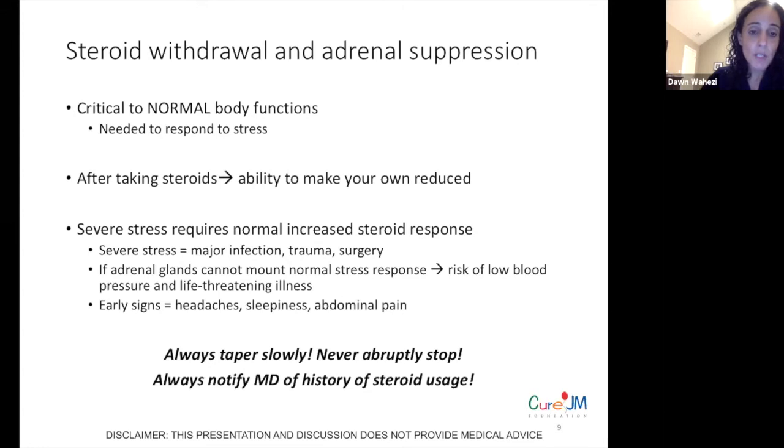When you have a severe stress, such as a major infection, trauma, or surgery, your body has to increase that steroid again, and if it can't, it can cause illness. These are just some of the manifestations that you might see. Usually it's not a problem as long as we taper them slowly. So the main point here is never to abruptly stop them, and always talk with your rheumatologist about slowly tapering them off. The other main point is, even once you're off the steroids, be sure to notify anybody that your child has been on steroids in the last 6 months or a year or something along those lines.